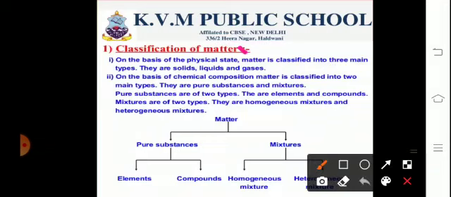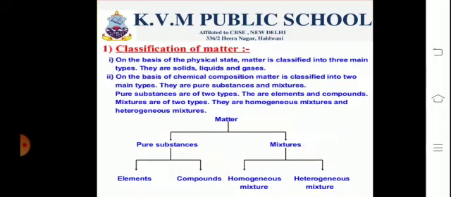Talking about the classification of matter. Matter can be classified on the physical basis. The physical classification of matter classifies matter into solid, liquid, and gases. Whereas on the basis of chemical classification, it can be classified into pure substances and mixtures. Pure substances include elements and compounds, whereas mixtures comprise homogeneous and heterogeneous mixtures.